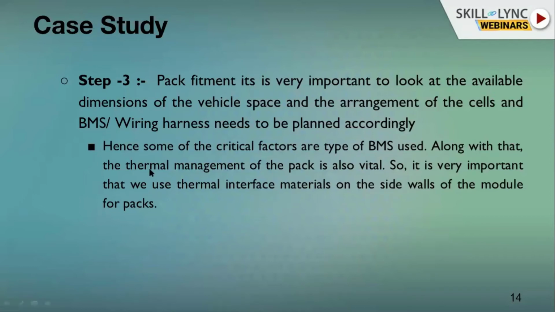And similarly, the BMS and wiring harness. Why it has to be planned accordingly in a very good way is because whenever there's damage, the BMS gets affected, and most of the time the BMS is replaced and the job is done. So when you design or make a pack, it should be taken care that the BMS is serviceable. You don't have to open up the whole pack and take the BMS out of it. If the BMS is well accessible, it has to be designed accordingly.